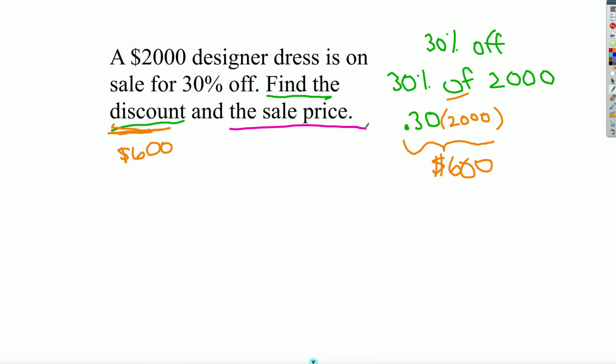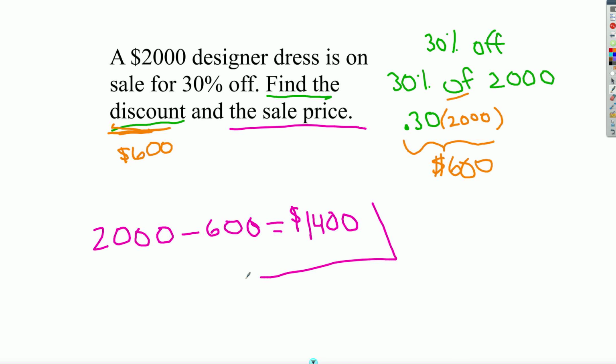Now I want the sale price. The sale price is going to be the 2,000 that it was listed for minus the discount. So when I take my sales price and subtract the discount, it is still crazy expensive, $1,400. There we go.